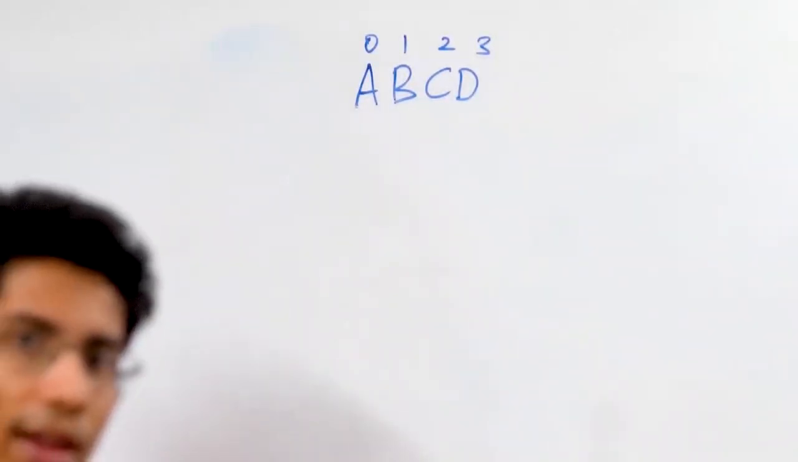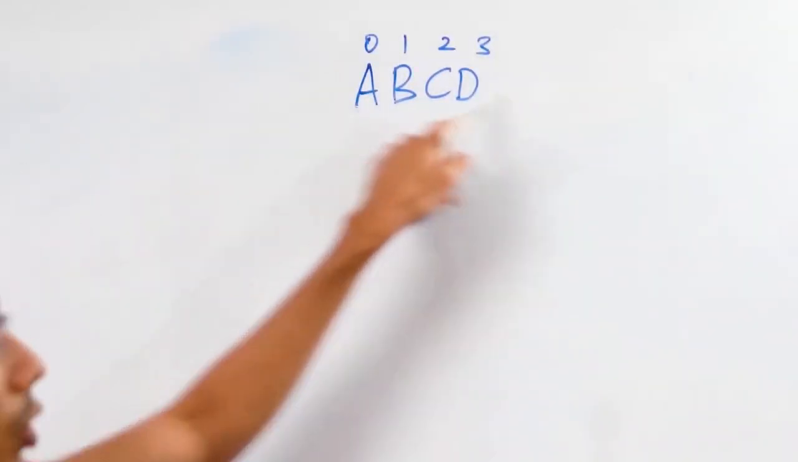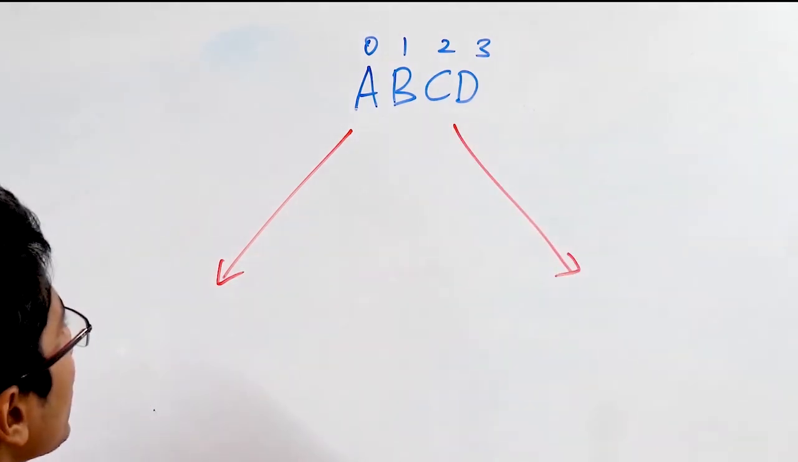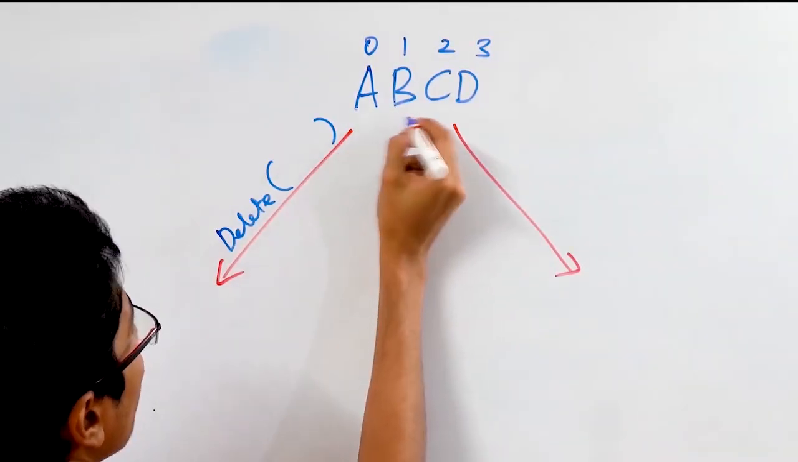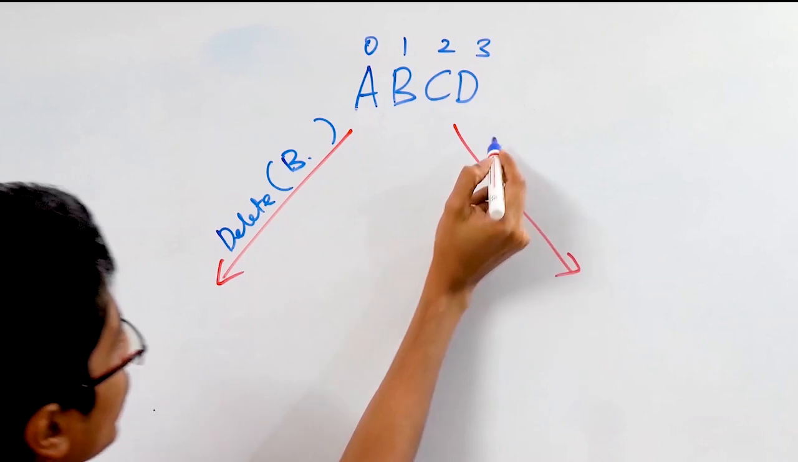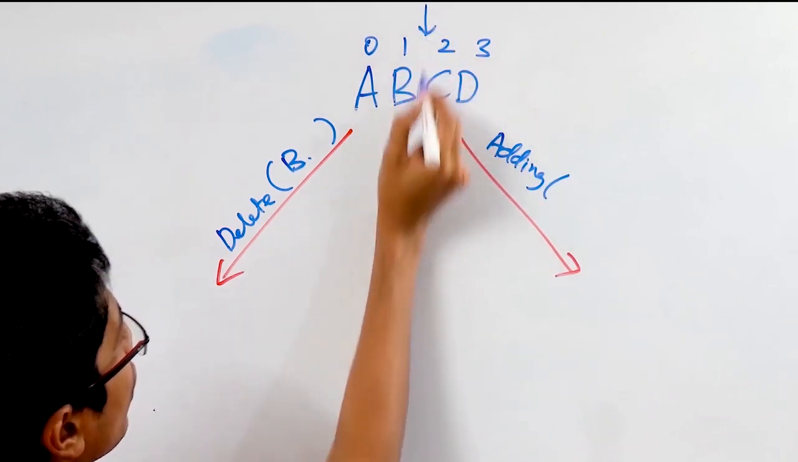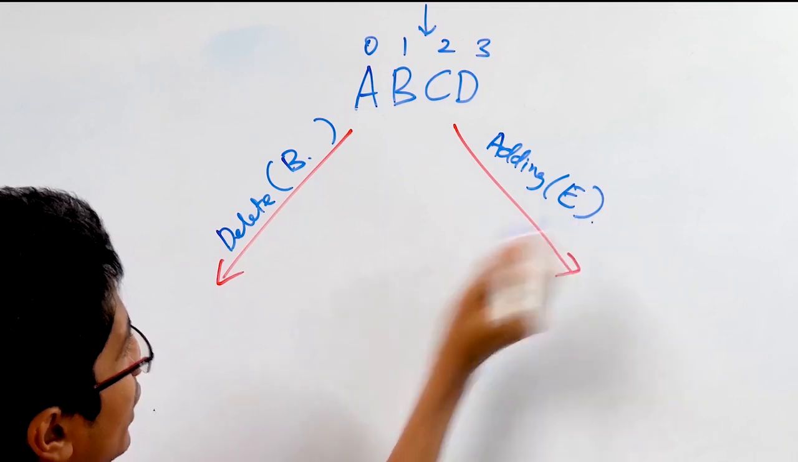Let's take an example where we have A, B, C, D with the indexes 0, 1, 2, 3, and you have two operations being performed here. The first one is deleting the character B, and the second one is adding a character over here between these two, and that will be character E.